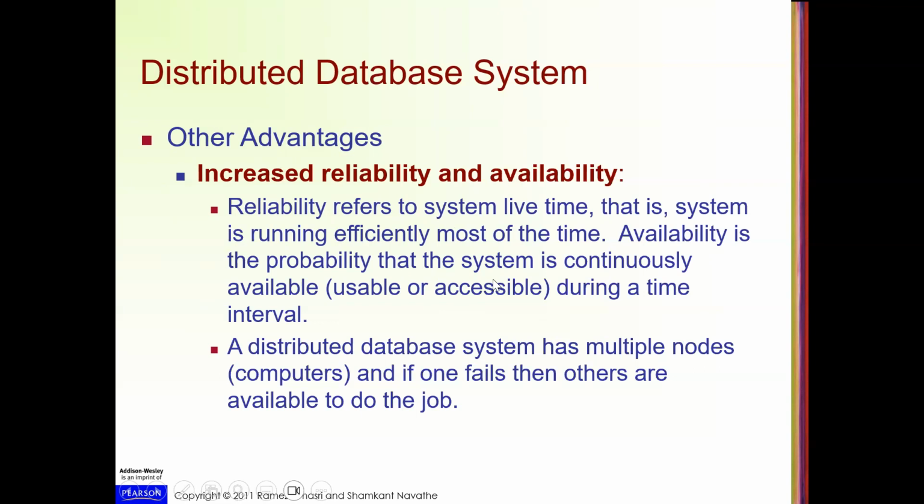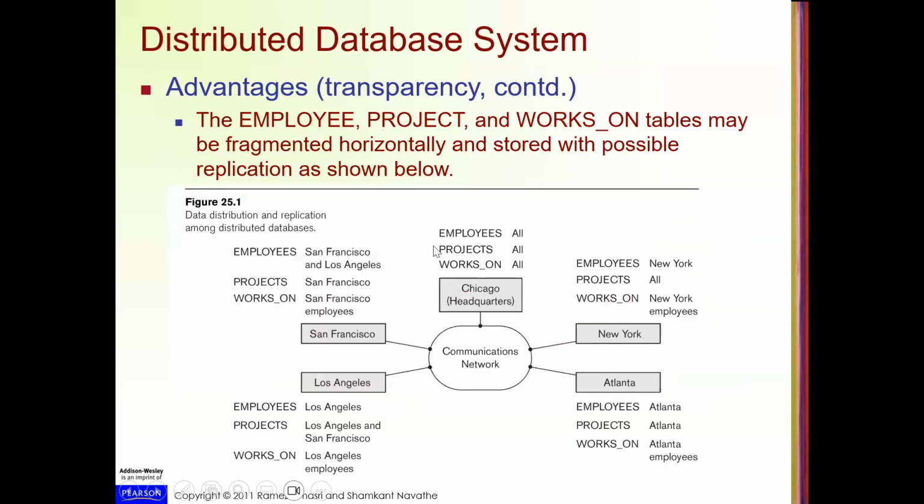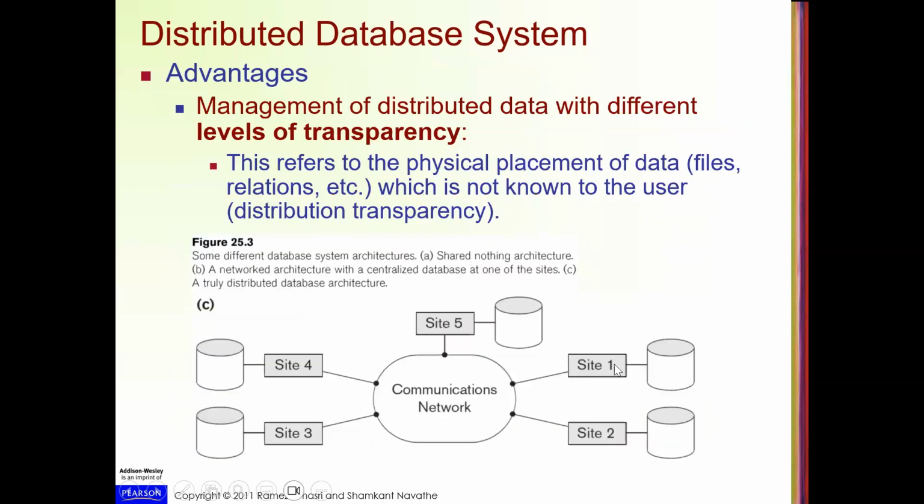Availability means that the system should be accessible during the weekends also. A distributed database system does not have a single node, it has multiple nodes, multiple computers. If one fails, the other is available to do the job. So this is the main benefit of a distributed system. If I have many branches working with my distributed database system, and the Chicago headquarters fails, I have the data available on my master computer or the server, which can take over and do the work. Similarly, if one side is not working, the other side can do its job.